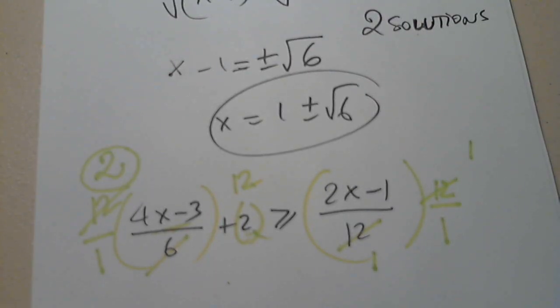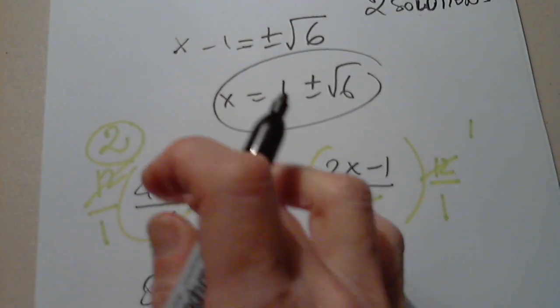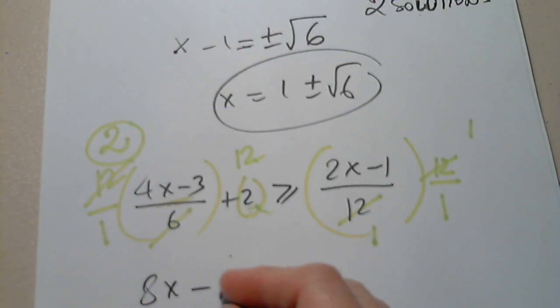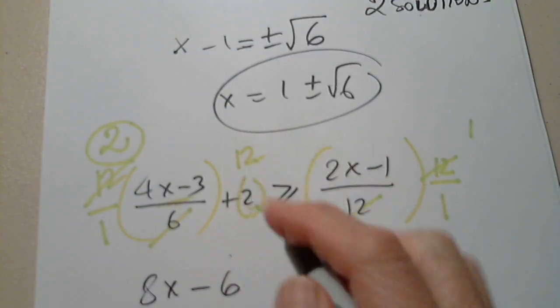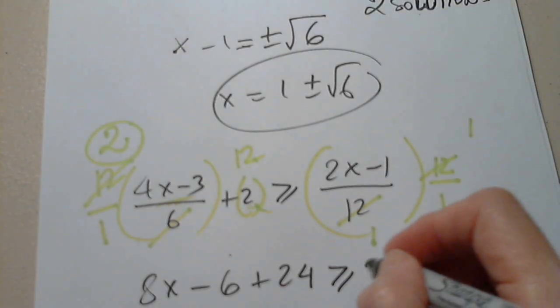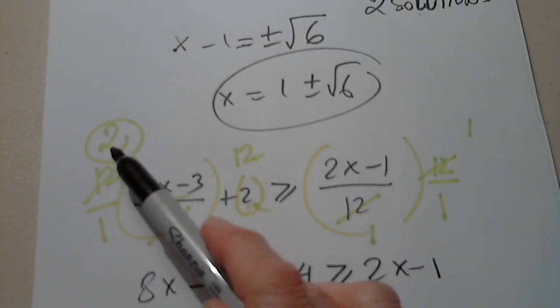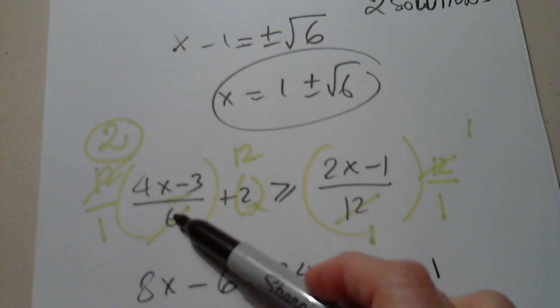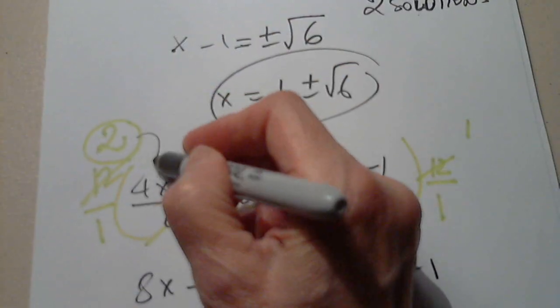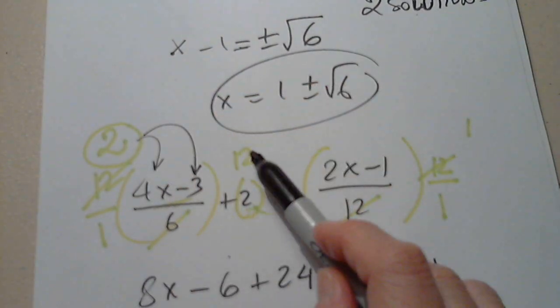So 2 distributed to 4x. 2 distributed to negative 3. 12 multiplied by 2. And nothing to distribute here, or just 1. So once I simplified, I realized that I simplified by 6, so I have a 2. But 2 has to be distributed here. 8x minus 6 and 12 times 2.